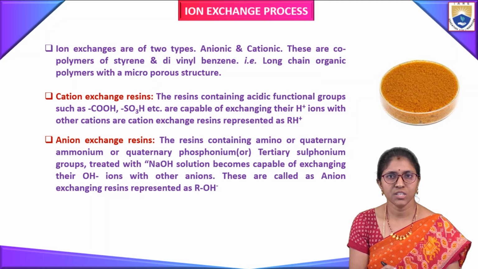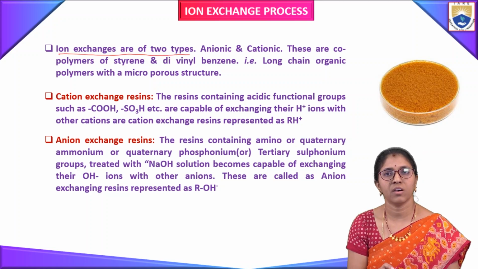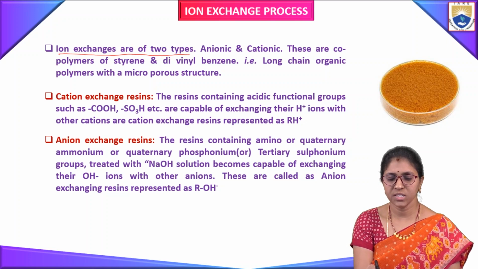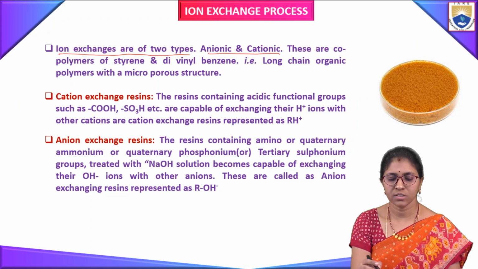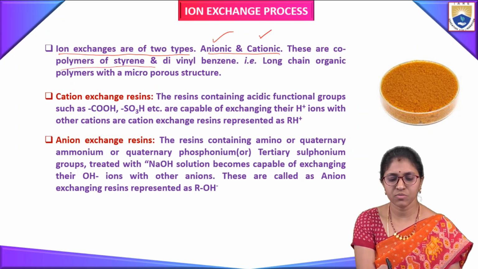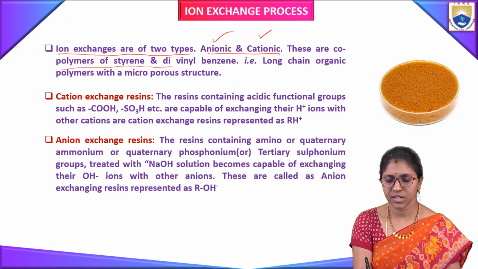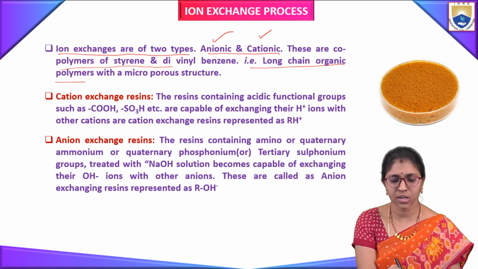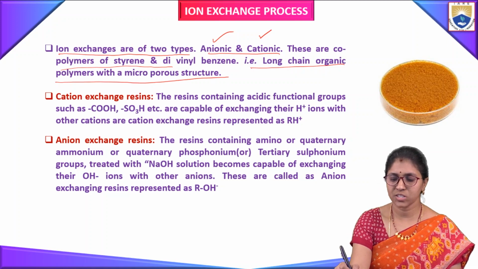So what is the ion exchange process? Ion exchange resins are of two types: one is anionic and the second is cationic. These are copolymers of styrene and divinyl benzene, that is, long chain organic polymers with a microporous structure.